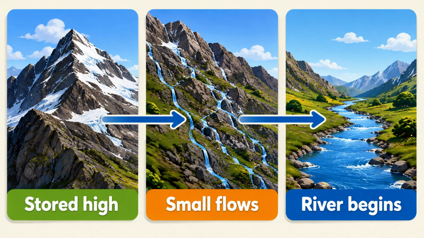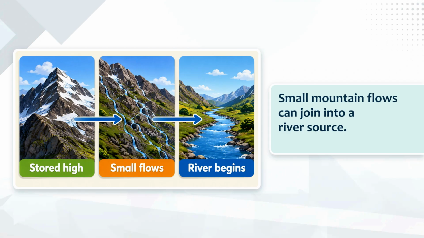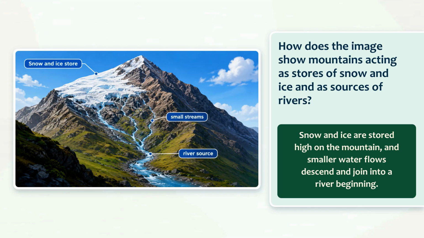Water stored high in mountain areas can move downslope and gather into smaller flows that join. This helps explain why mountains can be sources of many rivers without implying that every mountain is snow-covered. The joining lines show the important link. Small mountain flows can join into a river source. The image traces that connection step by step. Use the top-to-bottom water path.